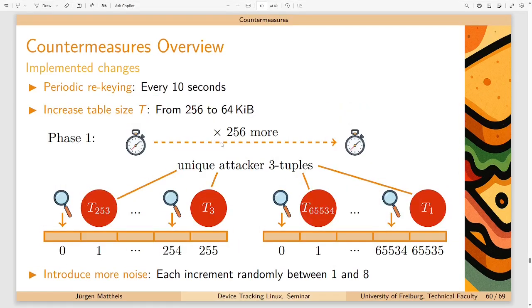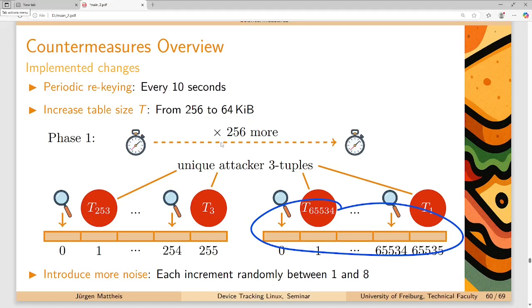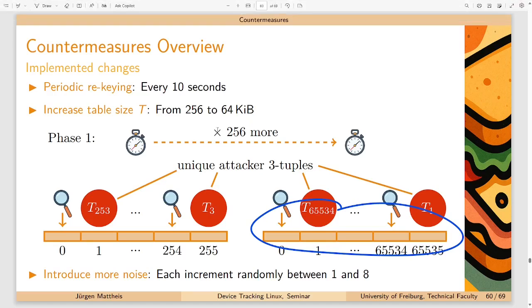They also increased the perturbation table size from 256 to 64 kilobytes. This mostly has an effect on phase 1, because remember, in phase 1 we had to find a unique attacker free tuple for each perturbation table cell. And if you have 256 times more table cells to fill, then that needs much more time.